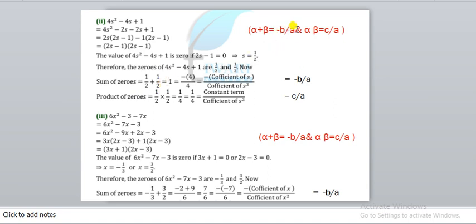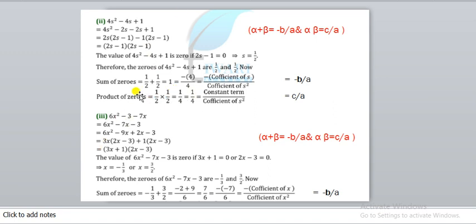Now we will see the right hand side, that is minus b upon a. What is b in this case? Coefficient of s. So minus into minus, coefficient of s is 4. So we will get minus into minus plus 4 upon 4, we will get again 1 here. Now product of zeros, 1 upon 2 into 1 upon 2 will get 1 upon 4, and that is equal to c upon a, where c is the constant term, 1 upon 4. So we'll get 1 upon 4 equals to 1 upon 4.